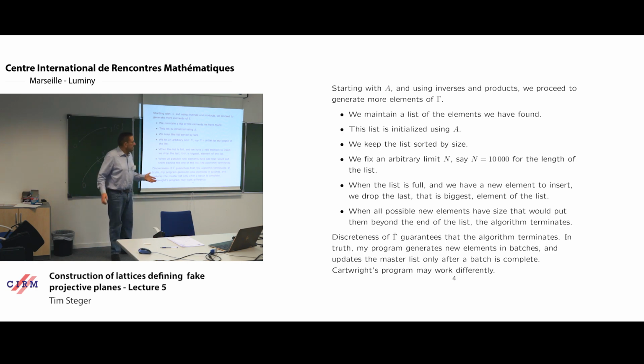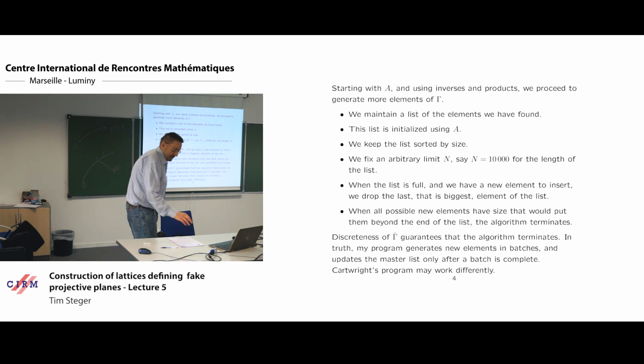Here's a detail. I'm sure that the program could be written to do exactly what is said here, but what my program actually did is not to do this one element at a time. It generates batches of new elements, and then every once in a while it merges that batch with the old list and sorts it, drops the largest elements. But it amounts to the same thing. I don't know if Donald's program does it in exactly the same way, but this is the principle.